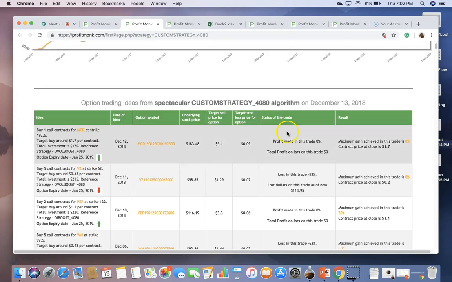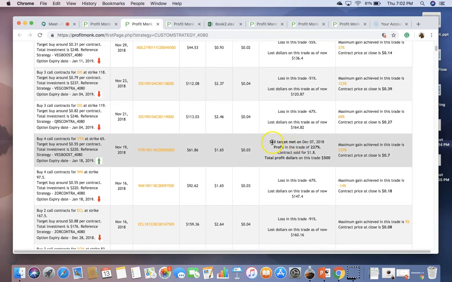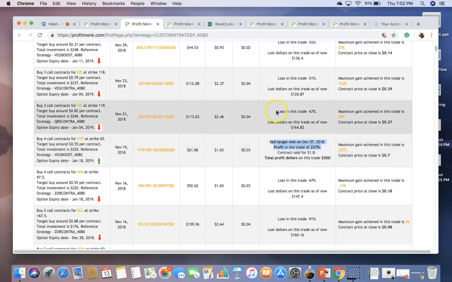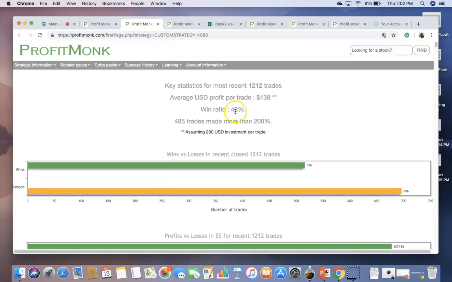Okay, and you can get all this information lower down in the page if you search for every trade. So this trade met the sell target, this trade you are currently at a loss, you haven't closed it. This one, the Disney trade, is right now down minus 50%, but it did go as high as 123%, and you still didn't close it because your setting is 200%.